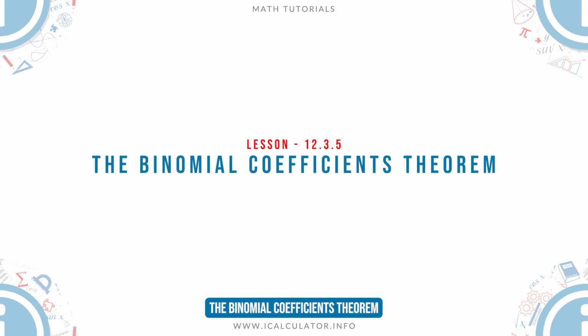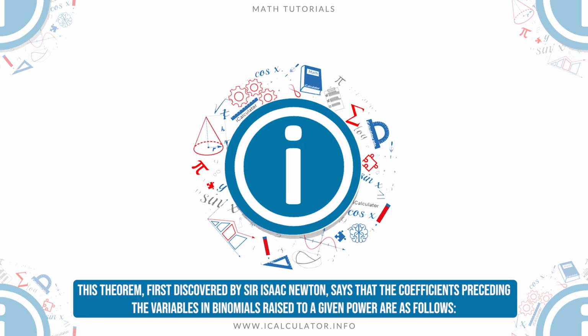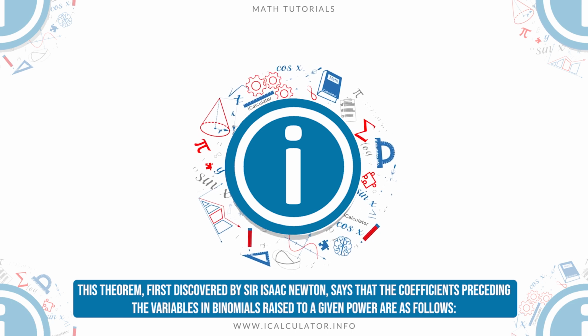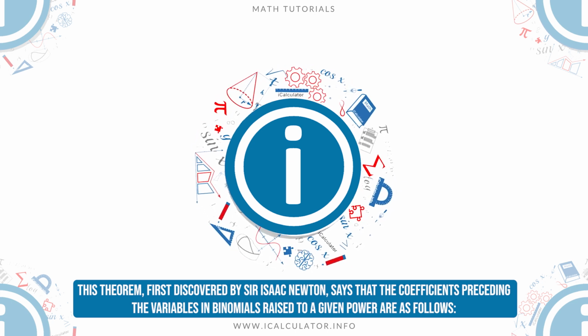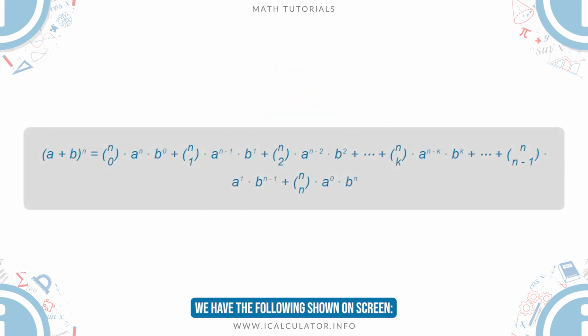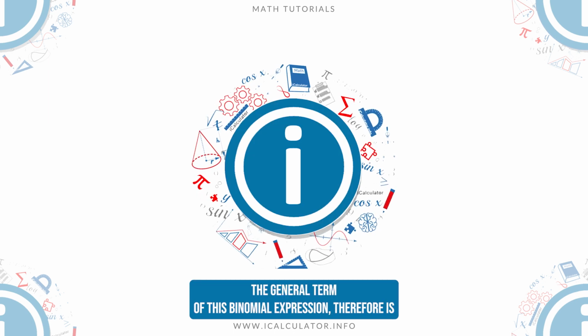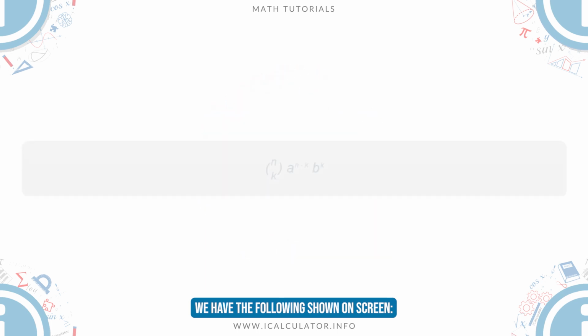The Binomial Coefficients Theorem. This theorem, first discovered by Sir Isaac Newton, says that the coefficients preceding the variables in binomials raised to a given power are as follows. We have the following shown on screen. The general term of this binomial expression therefore is, we have the following shown on screen.